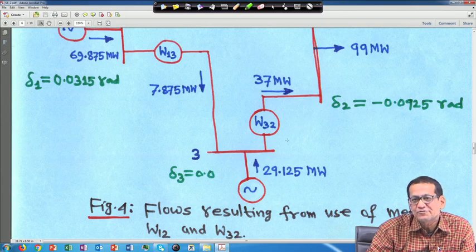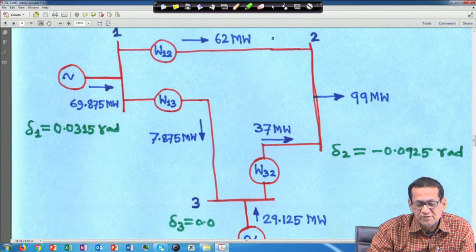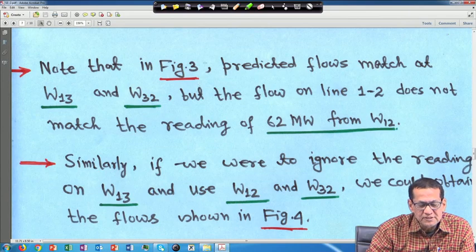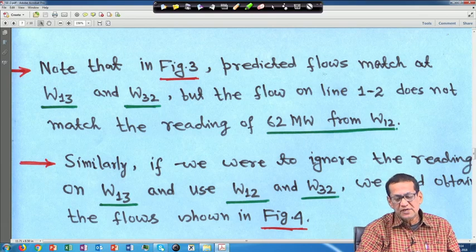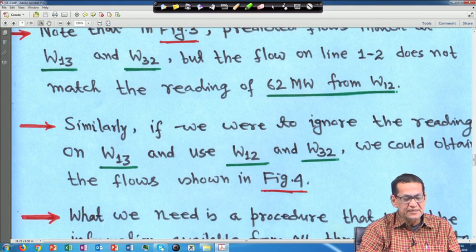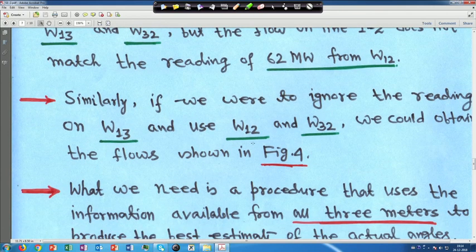Similarly, if you take the other 2 readings, you will find a different flow, here line 3 to 2, if you just take this W12 and W13 reading. Note that in figure 3 predicted flows match at W13 and W32, but the flow on line 1 2 does not match the reading of 62 megawatts from meter 1 and 2, right. Similarly, if we ignore the reading on W13 and use W12 and W32, we could obtain the flows shown in figure 4. So, that also we have seen, right.